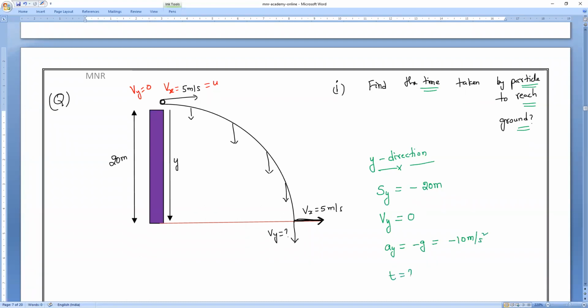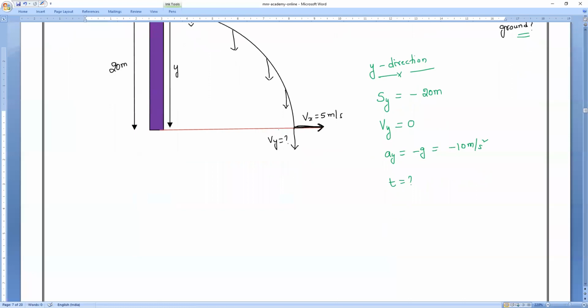Now we want to find the time. So which equation can we apply? See the given data and tell me. You should tell me, I should not. S is equal to ut plus half at square. Yes, the second equation of motion: s equals ut plus half at square.